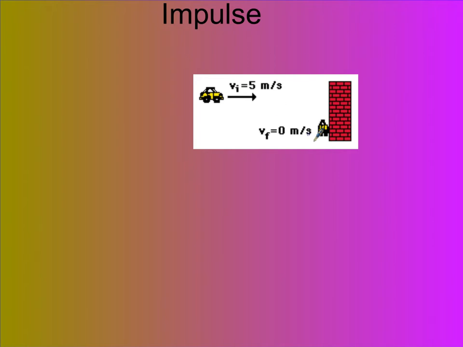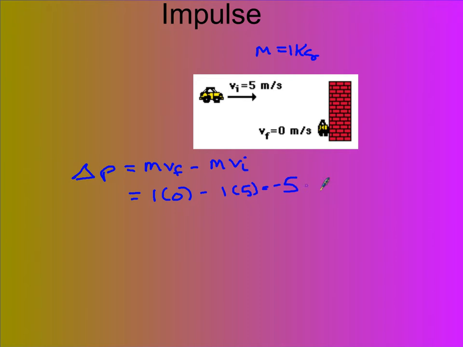Now, in this case, can we calculate the momentum change? Well, the change in momentum is the mass times the final velocity minus the mass times the initial velocity. Let's, just for convenience's sake, give this a mass of 1 kilogram. Then the change in momentum is going to be 1 times 0 minus 1 times 5, or negative 5 kilogram meters per second. Now that negative sign just gives us direction.